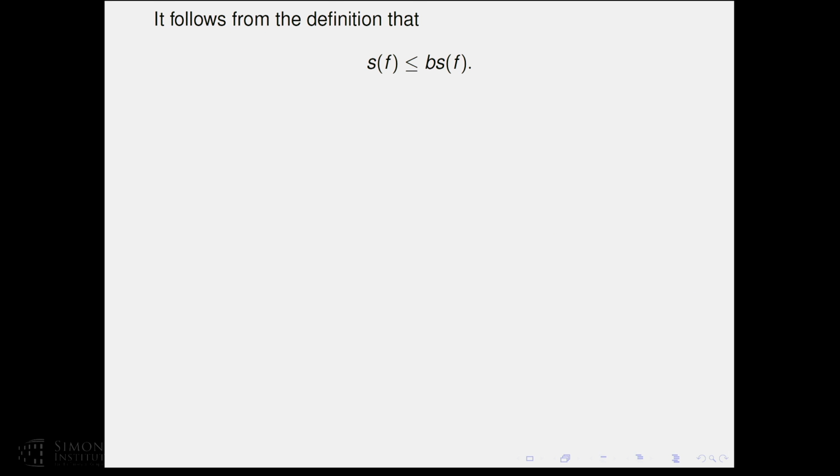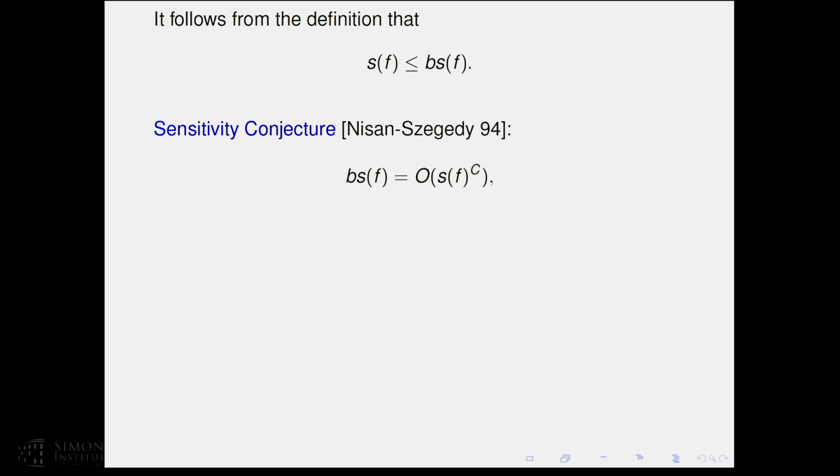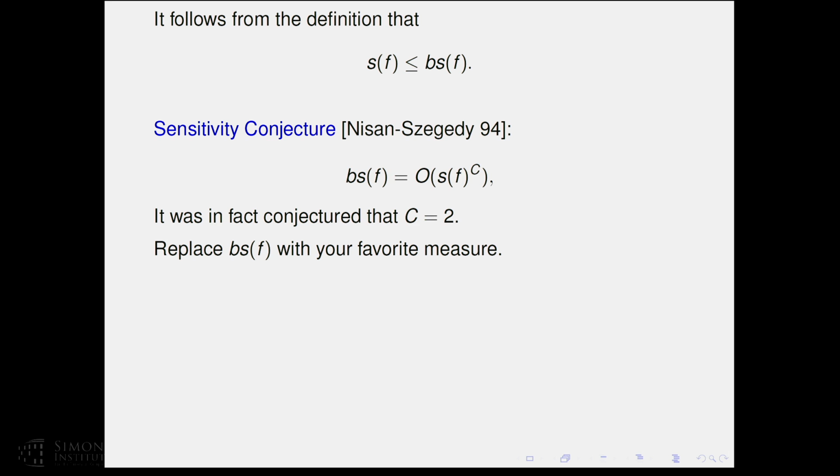It follows from the definition of sensitivity that sensitivity is bounded from above by block sensitivity, which I won't define yet because it doesn't really matter. You can pick degree or anything else. It was conjectured in '94 by Nisan and Szegedy that, in fact, the reverse is true, that the block sensitivity is also bounded by a constant power of sensitivity. In fact, it was conjectured that C is equal to 2.